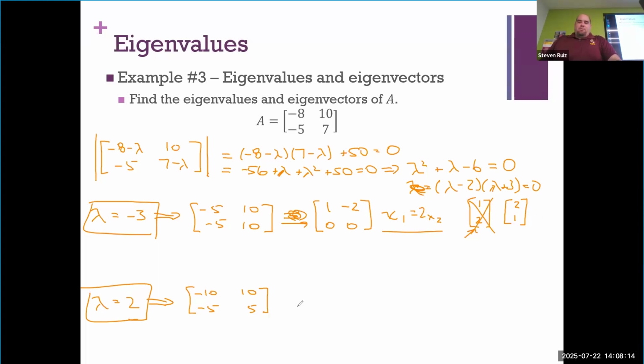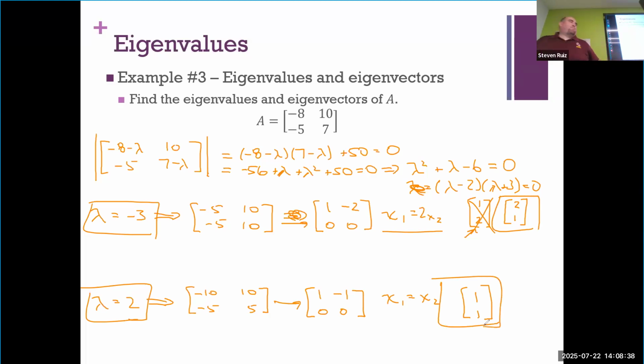All right, how about the other one? 1, negative 1, 0, 0. Which says what? X1 is equal to X2. 1, 1 works. How we doing? Okay. Well, I got 2 minutes left. Let's go ahead and stop there.